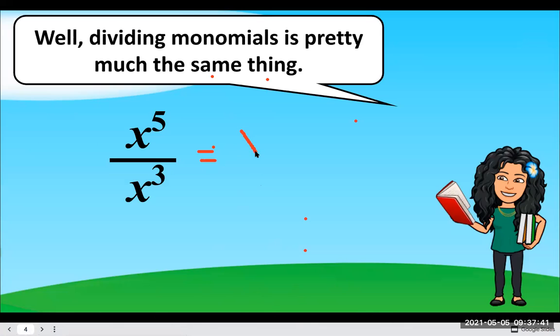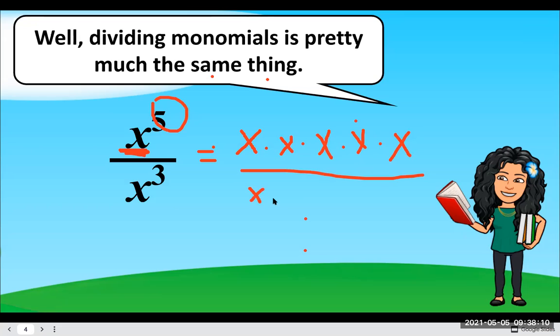If you did the other lessons, x to the 5th means you're going to multiply this, which is called a base, 5 times. So x times x times x, I'm going to do it 5 times. And on the bottom is going to be x times x times another x, because it's x to the 3rd power. All right, so what do you do now?